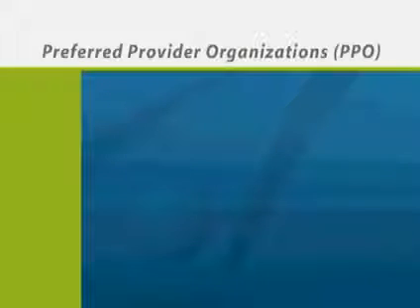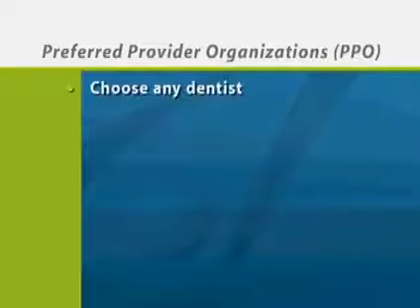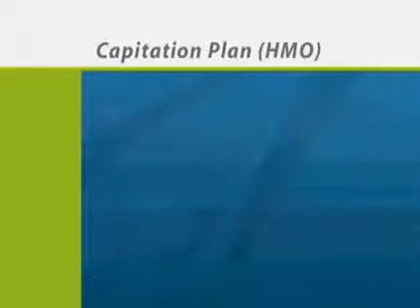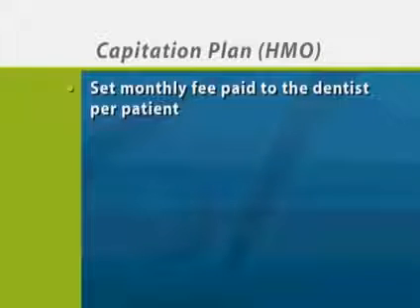In a preferred provider organization plan, you can choose any dentist, but the plan will pay a higher percentage of the fees if you choose one from a specific network of dentists who have agreed to discount their fees in order to be part of the plan. In a capitation plan, whether you visit the dentist or not, the plan pays participating dentists a set amount for each patient enrolled in the plan.